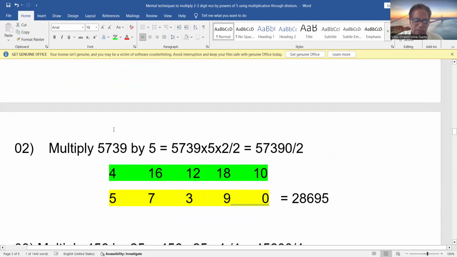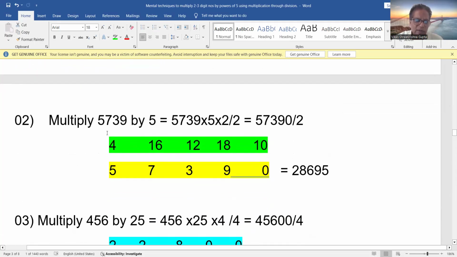Now, in the next case, suppose you have to multiply in the same way 5739 by 5. Now, the technique is the same: 57390, because I multiply both sides by 2, and because I'm multiplying by 2, I have to divide by 2 also. So 57390, I have to divide by 2. Now you see here 5739, they are all odd numbers. So I have to first convert them into even numbers.